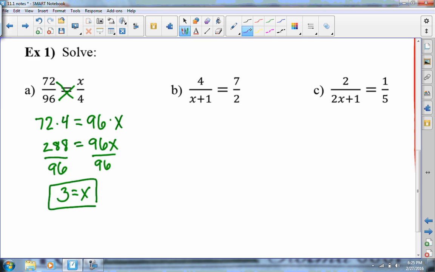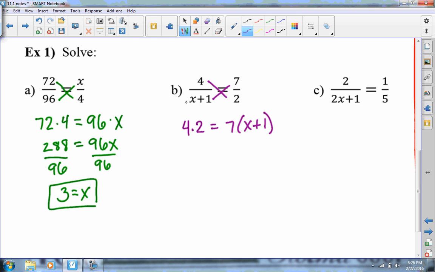But when you see a problem like part B, it has a little bit more complicated term here. It has an x plus 1. So we have 4 over x plus 1 equals 7 over 2. And even though it looks a little more complicated, we're still going to start by cross multiplying. So we'll have 4 times 2 equals, and then here I'm going to write it as the 7 first, and then I'm going to put the x plus 1 in parentheses. Now we can multiply in any order. So if you think of this as x plus 1 times 7 or 7 times x plus 1, either way is correct because we can multiply in any order.